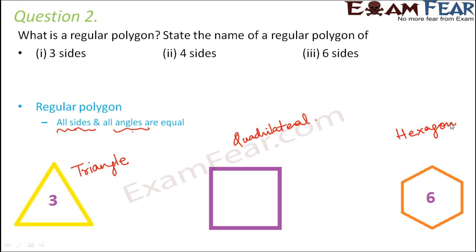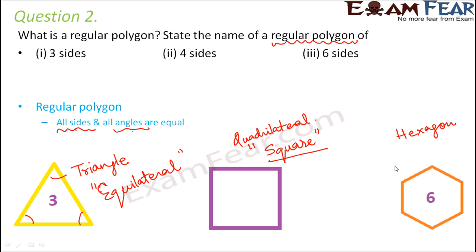Now, do you think I missed out something? The question asked the name of a regular polygon. Now, these would be just polygons. A quadrilateral is a polygon with 4 sides, but it is not a regular polygon because all quadrilaterals do not have all sides and all angles equal. So which is that type of quadrilateral which has all sides and all angles equal? Yes, absolutely. That is a square. So a square would be a regular polygon with 4 sides. Similarly, which is that triangle which has all sides and all angles equal? Yes, absolutely. That is an equilateral triangle. And when we talk about a hexagon, that would be nothing but a regular hexagon. The moment we say regular hexagon, that would mean that all the sides of the hexagon are equal and therefore all their angles are also equal.